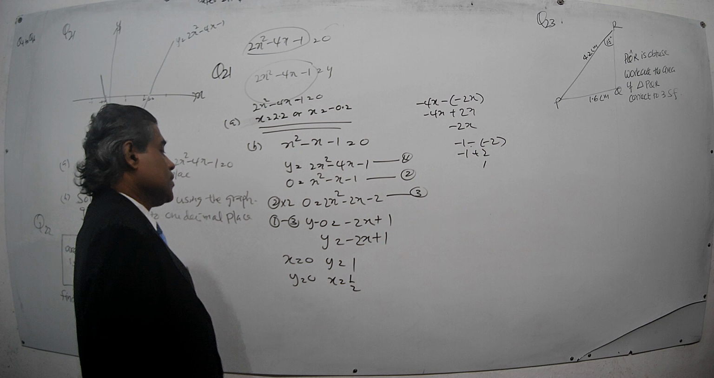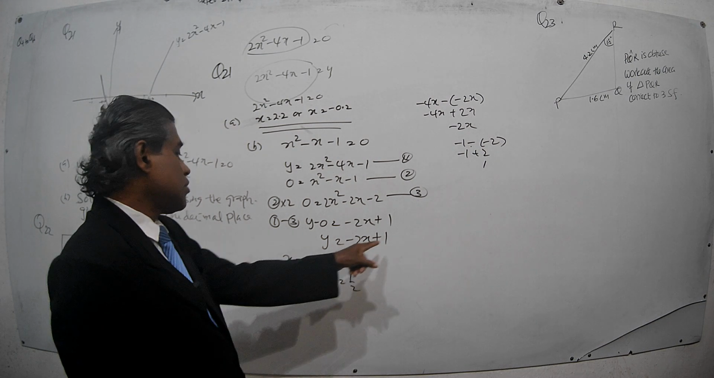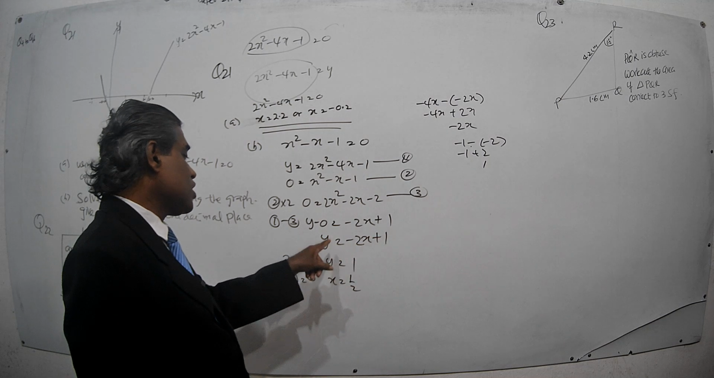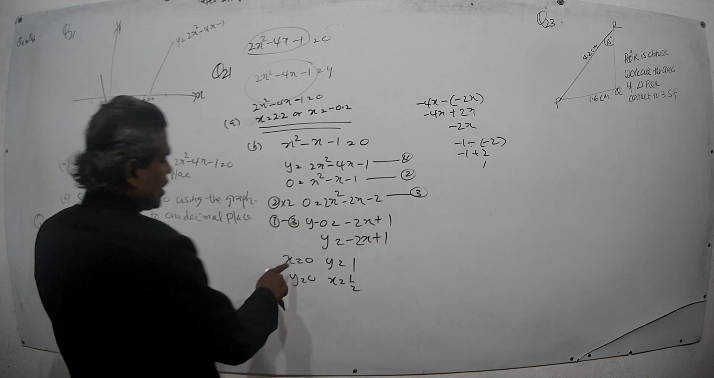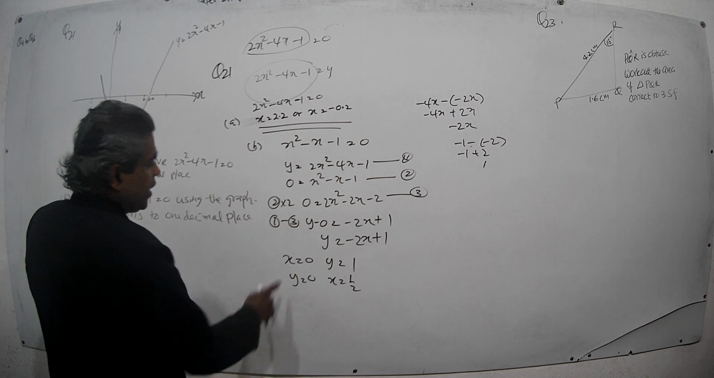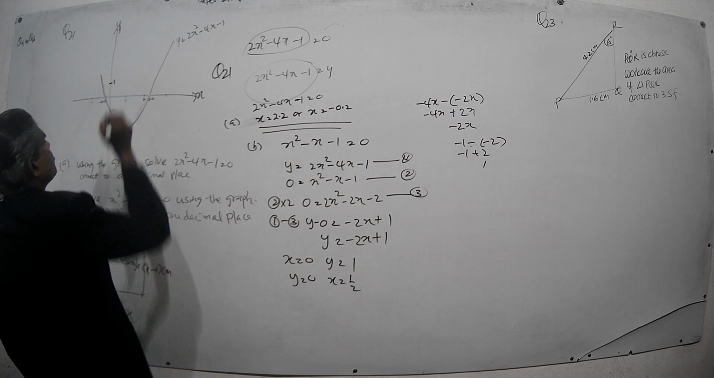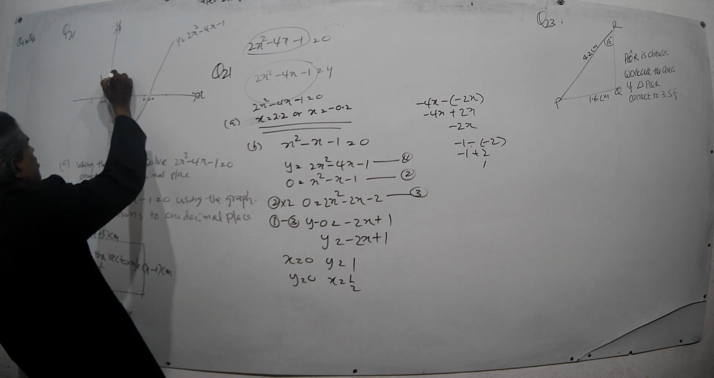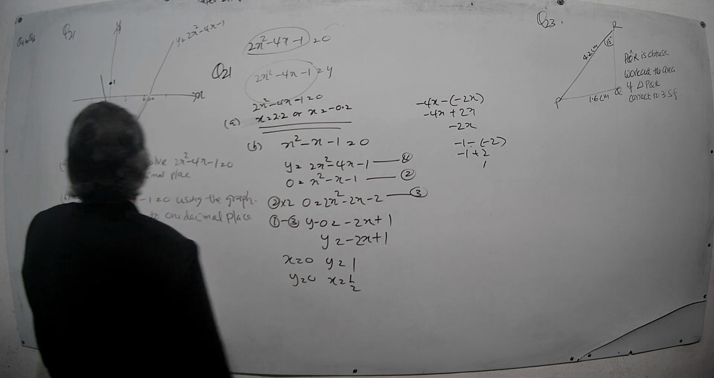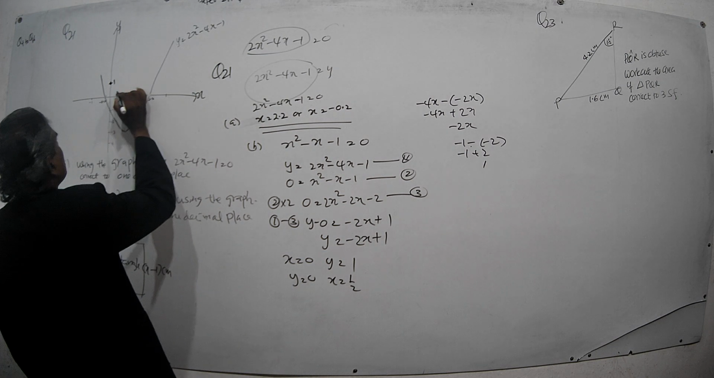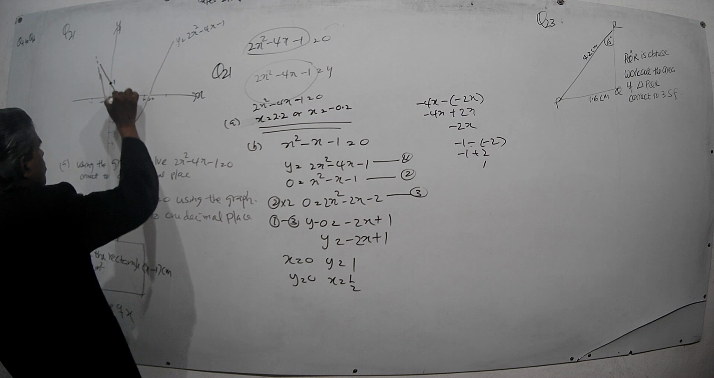You just substitute 0 for y and make x the subject. Then take this to the other side: minus 1 divided by minus 2 is plus half. Minus divided by minus, the answer is plus. Then when x is 0, y is 1, and this is the y intercept. When y equals 0, x is half. Then you draw the graph like this.